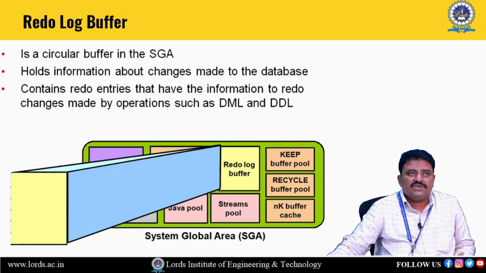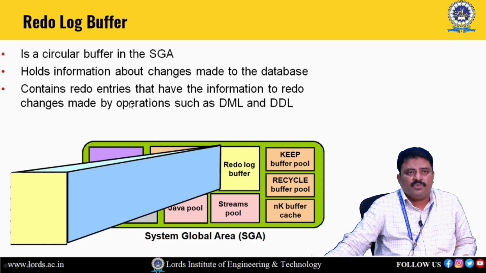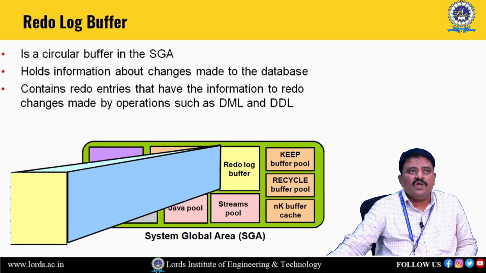If I look here, a redo log buffer is a circular buffer which is part of the SGA. It holds the information about changes made to the database. It contains the redo entries that have the information about DML and DDL. And this redo log buffer writes the data into the redo log files, which are part of your disk. Whenever the system fails, this data will be recollected from the redo log files.